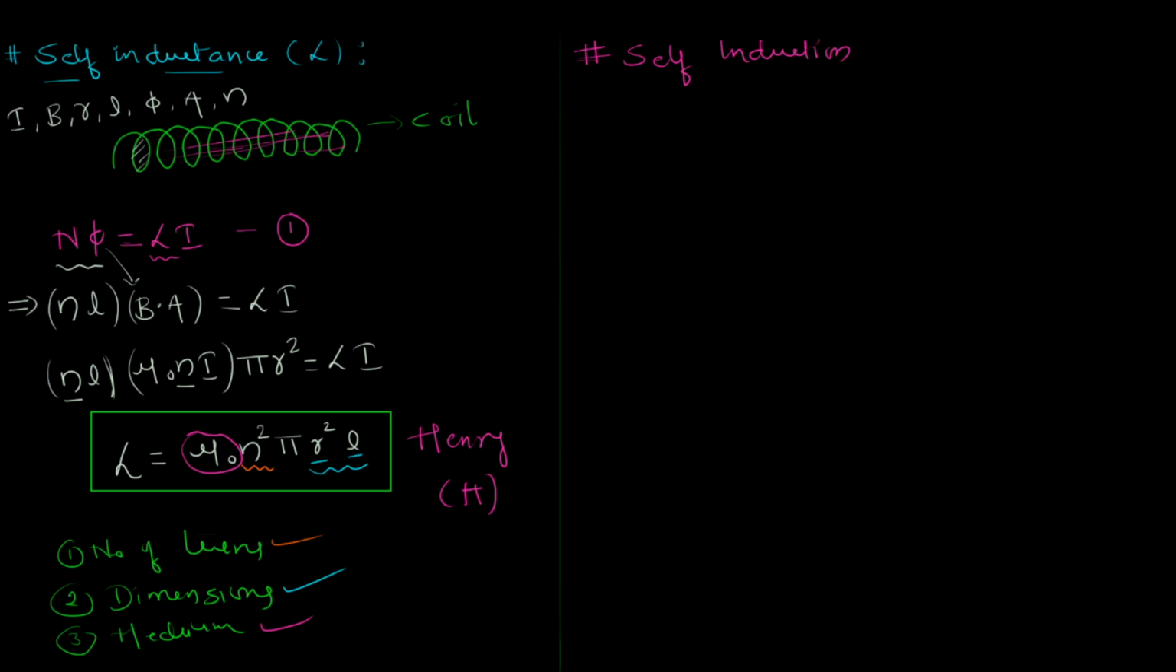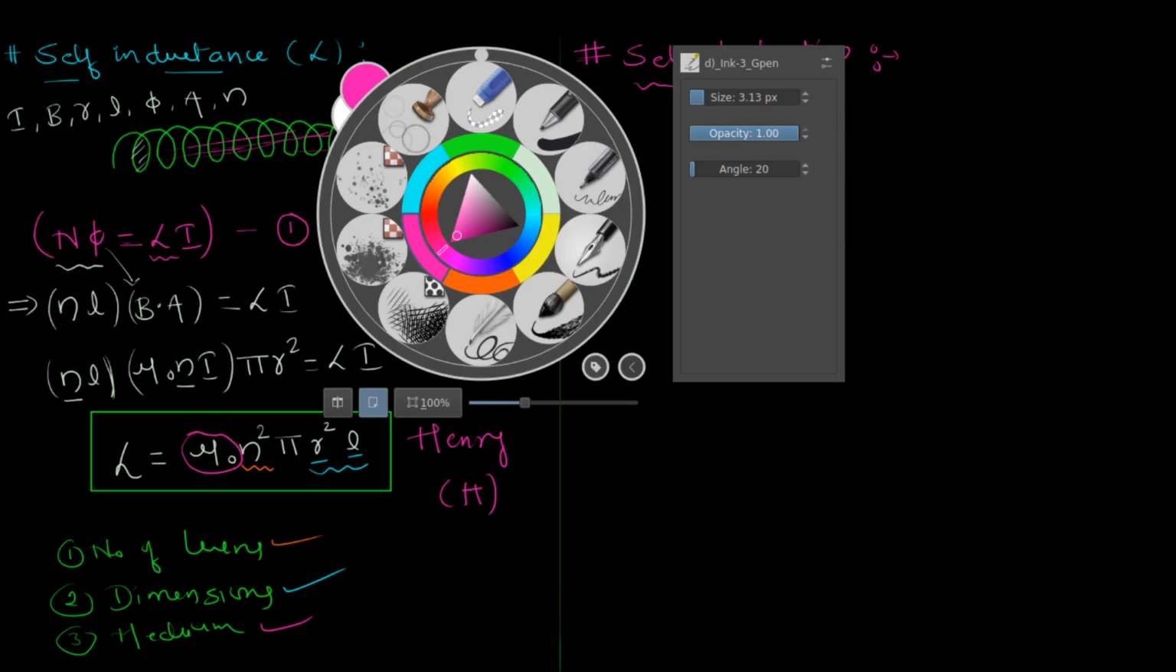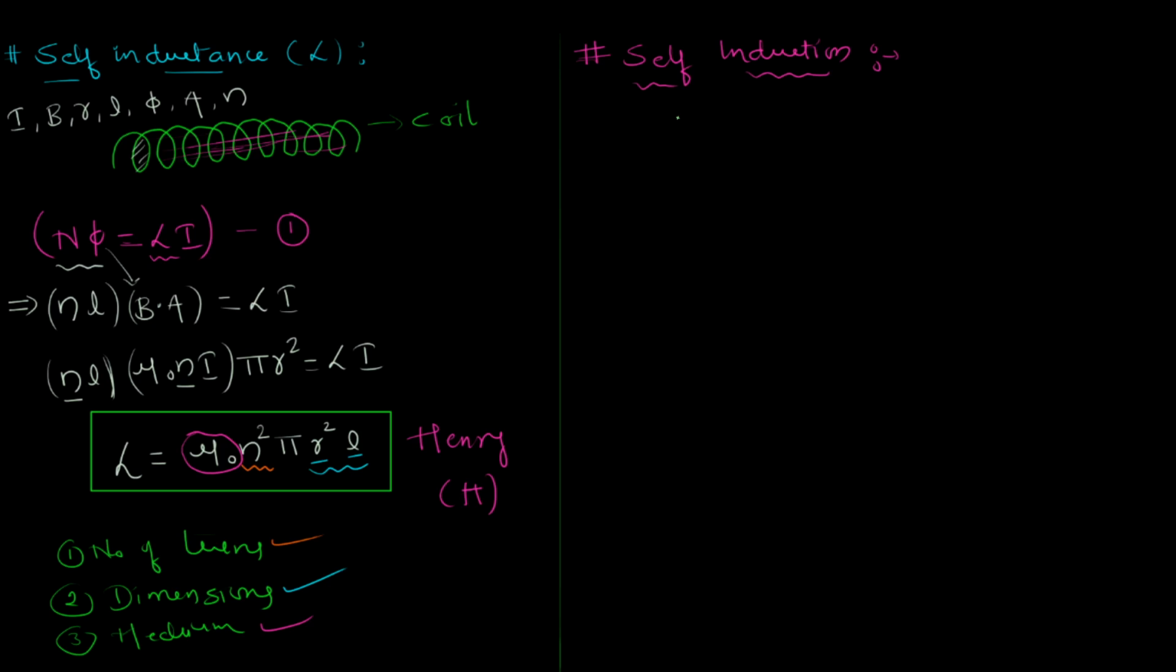Self-induction basically is us trying to define the expression L, define the term L there. So we'll try that. For that I'll again be using this very expression. N phi is equal to Li, I'll be using that, and we'll see how it goes. N phi is equal to Li, the basic governing equation.